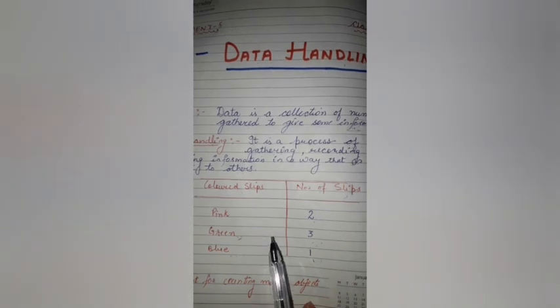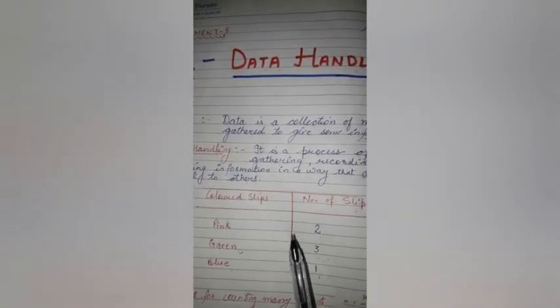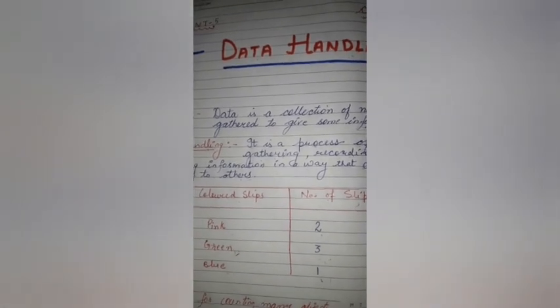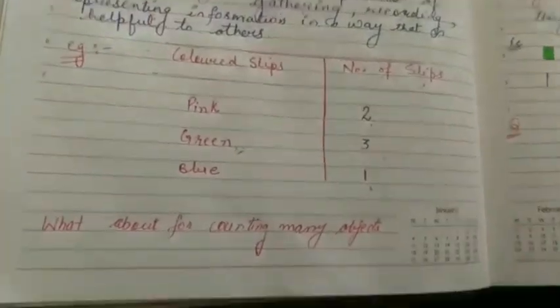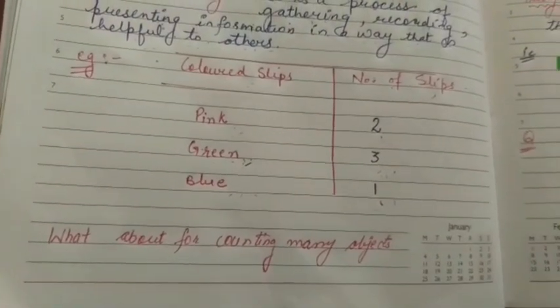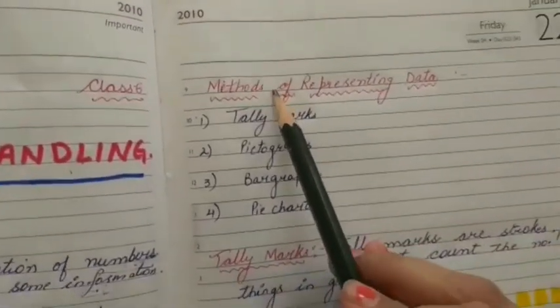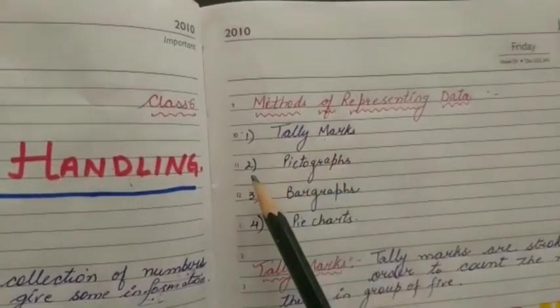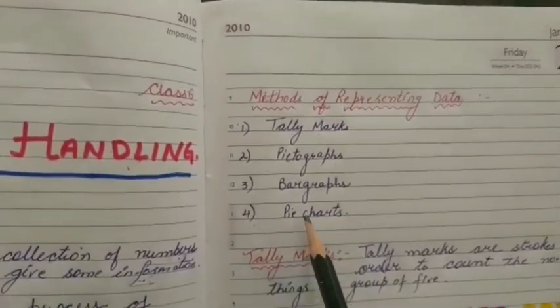Now from this data you can easily come to know that the number of green slips is greater than pink and blue slips. In this way, data handling makes our work easy and compatible. Now, what if you are having a large amount of data? For this, we have different methods of representing the data. First one is tally marks, second is pictograph, third is bar graph, fourth one is pie chart.